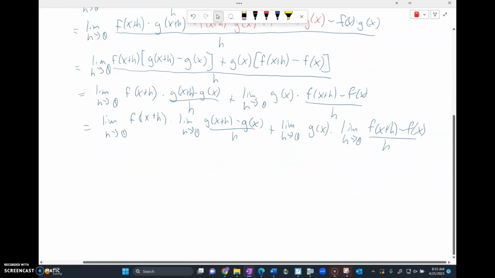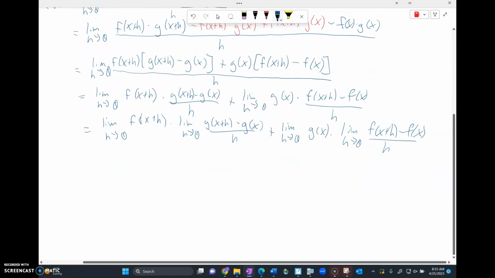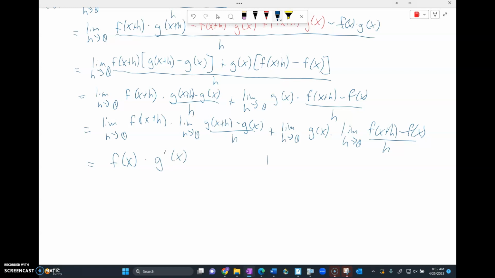Okay. So now, hopefully it's a little more obvious, but if I go ahead and plug in 0 into the first factor on the left-hand side there, I'm just going to end up with f of x. Okay. But now I know that the next factor is the same thing as g prime of x, the limit definition of the derivative. Plus over here I'll just have g of x. I'm going to plug in 0 into that, doesn't do anything. So just g of x. And then I'm left with f prime of x.